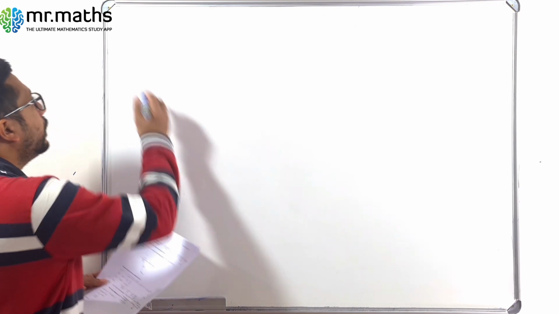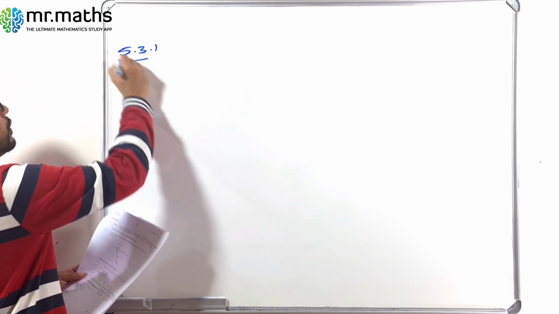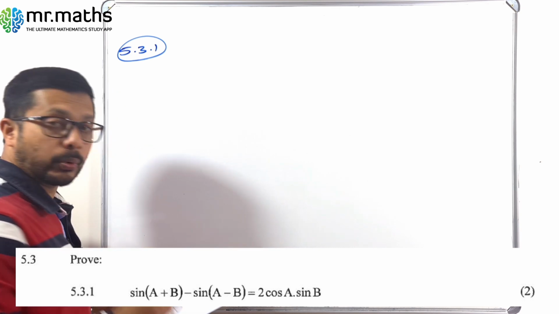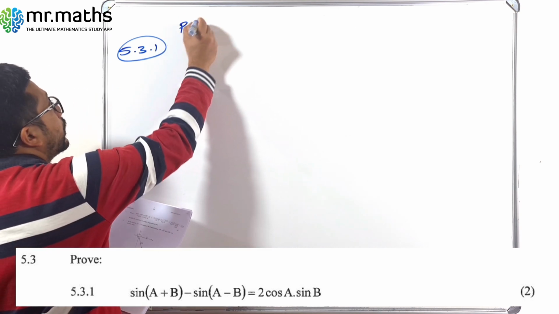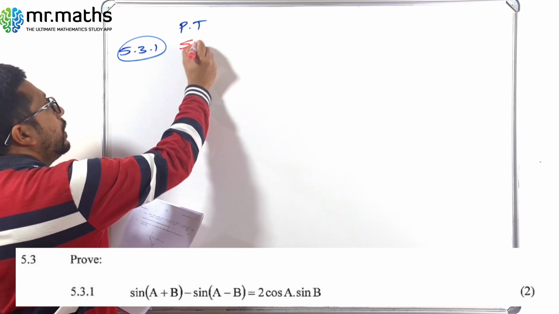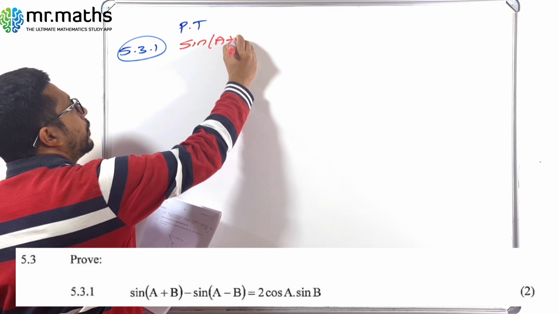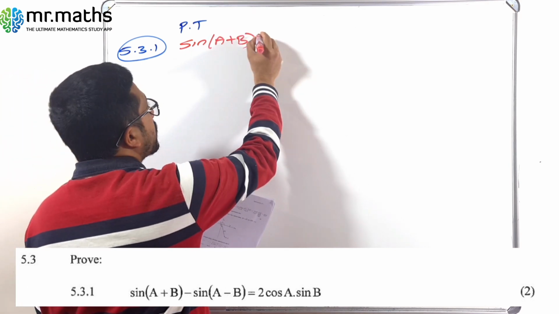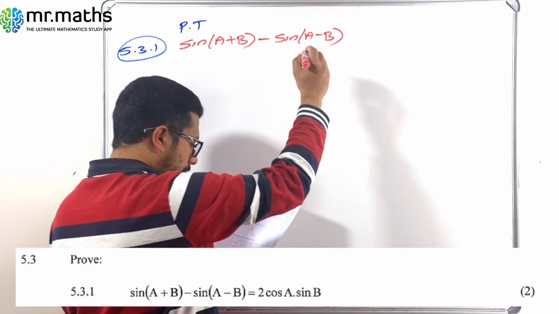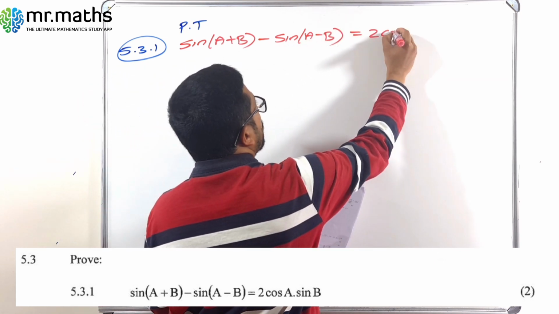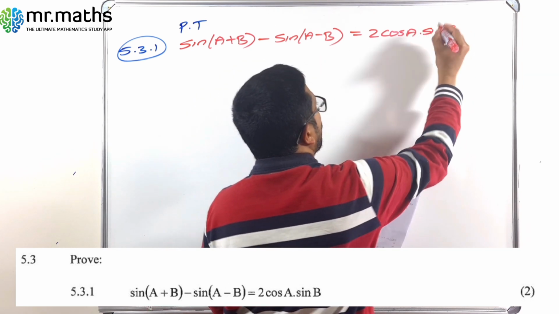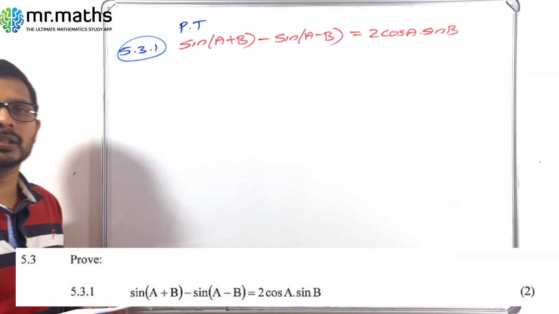Question number 5.3.1. What is that question? Sine of a plus b minus sine of a minus b. Prove that. What do you want to prove? Prove that sine of a plus b minus sine of a minus b is equal to 2 cos a into sine b. You have to prove this one. Left side is equal to right side.